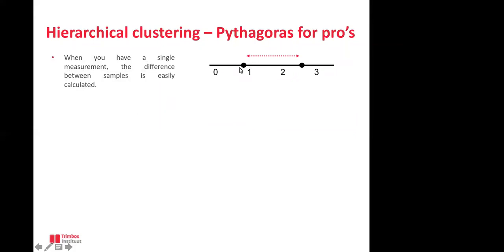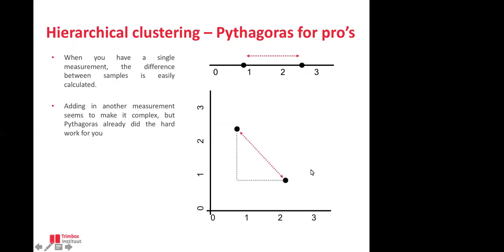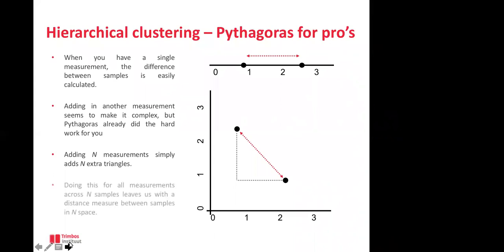So a single measurement is just a difference between your two samples. If you do that in a 2-dimensional space, meaning you have two measurements instead of a single measurement for two persons, you just have a triangle and you calculate the distance between these two. And this can be done for higher dimensions as well. So a third measurement would again imply a third axis, and you could just calculate the distance between samples within this hyperplane.